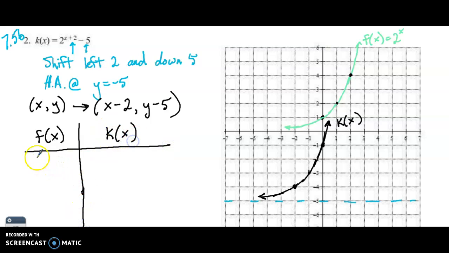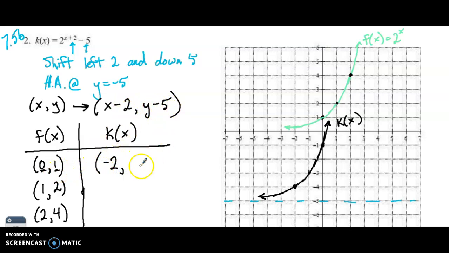When you point out that normally it's 0, 1, 1, 2, and 2, 4, and we follow these transformations, well, if I plug in 0 for this x, 0 minus 2 is -2, and plug in 1 for this y, 1 minus 5 is -4. If you look at that ordered pair, -2, -4 was exactly what I did. That's a point that's on my curve.